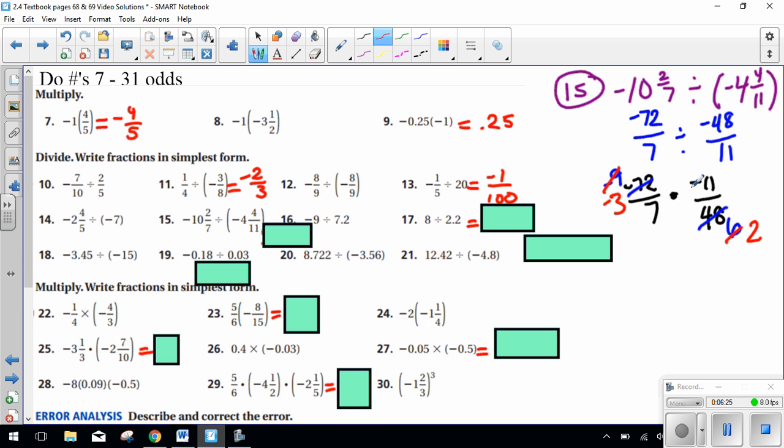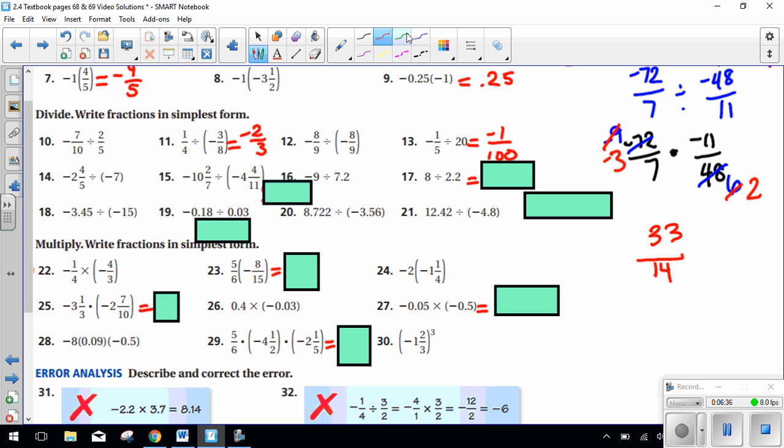Now I'm going to multiply straight across. Negative 3 times 11 is 33. 7 times 2 is 14. I'm going to convert this to a mixed number. So 14 goes into 33 2 times, with 5 left over. So my final answer is 2 and 5 over 14.